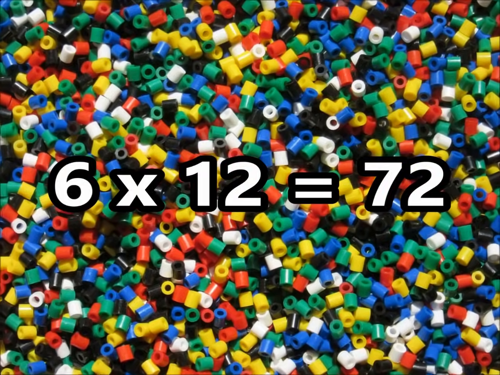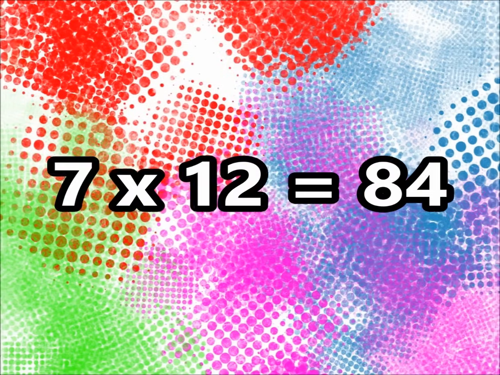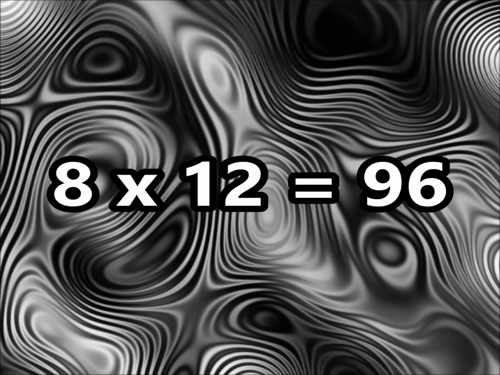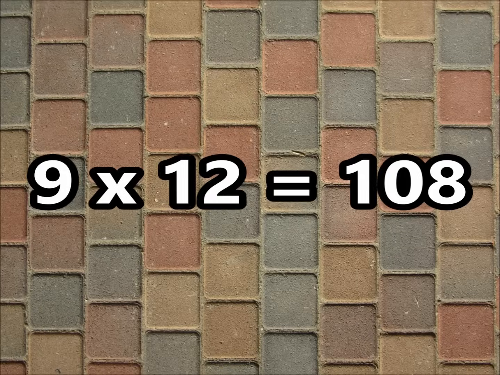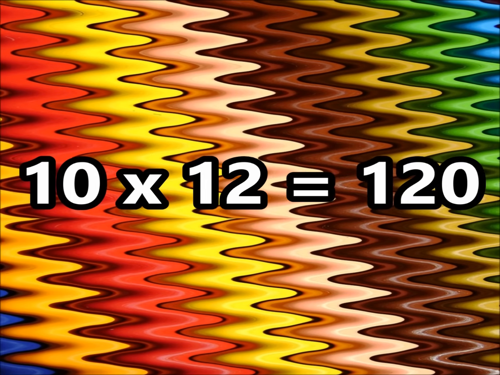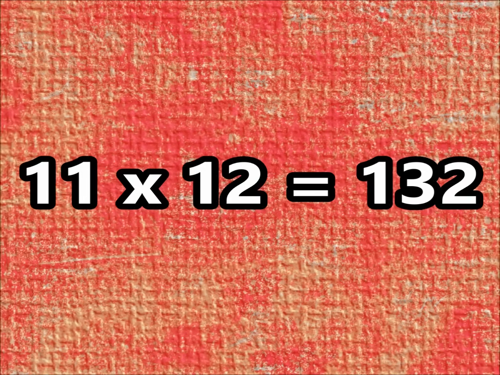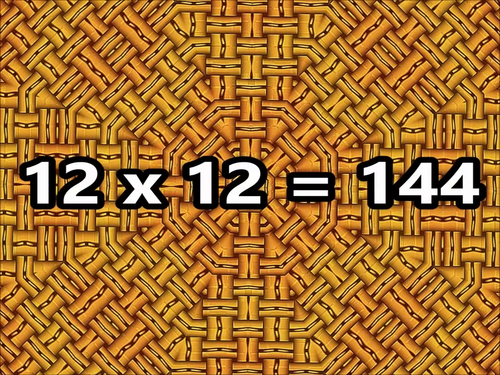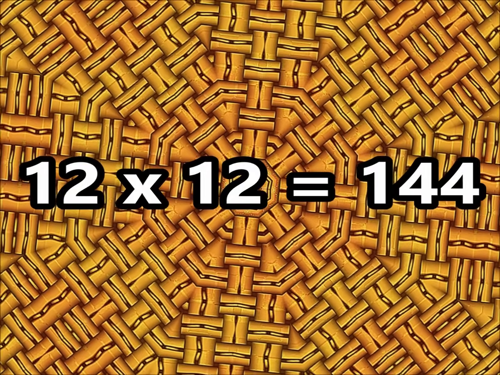6 times 12 is 72. 7 times 12 is 84. 8 times 12 is 96. 9 times 12 is 108. 10 times 12 is 120. 11 times 12 is 132. 12 times 12 is 144.